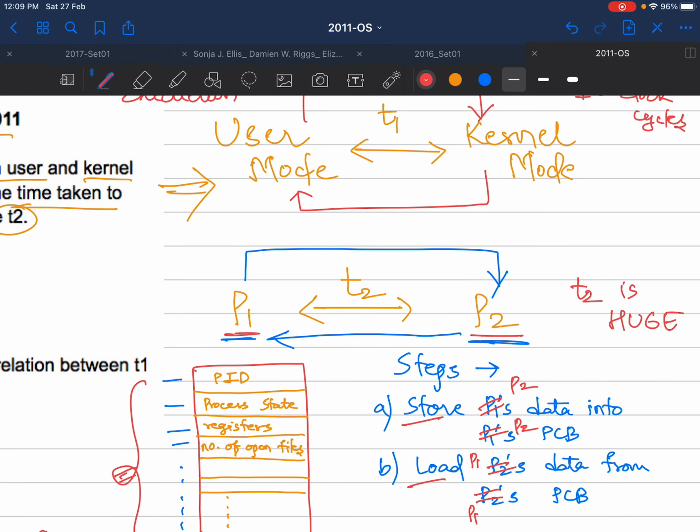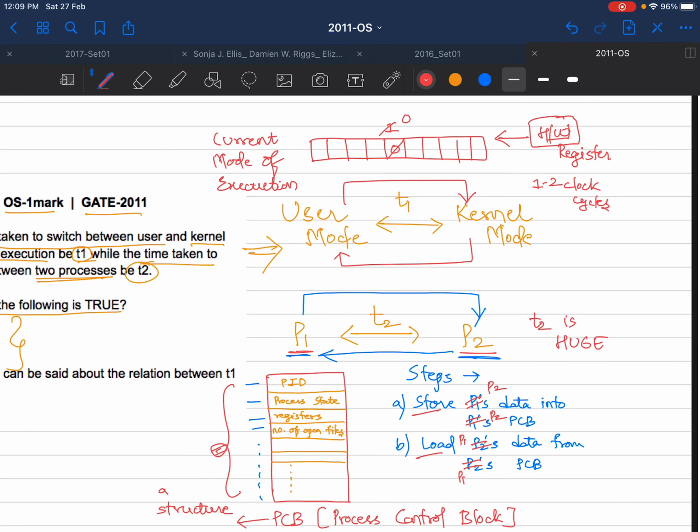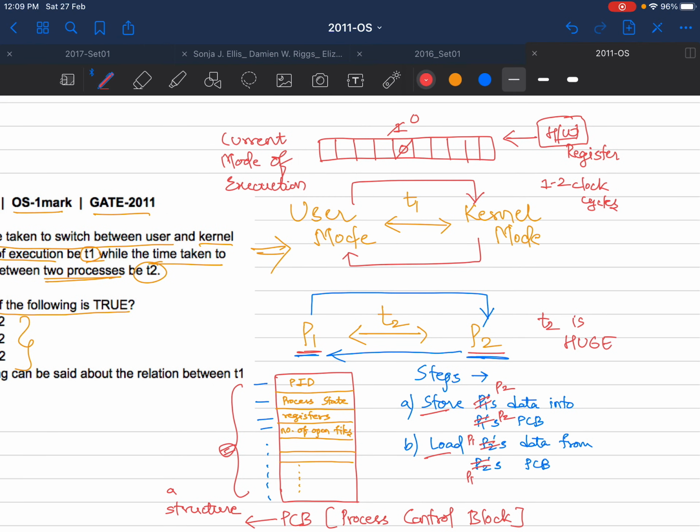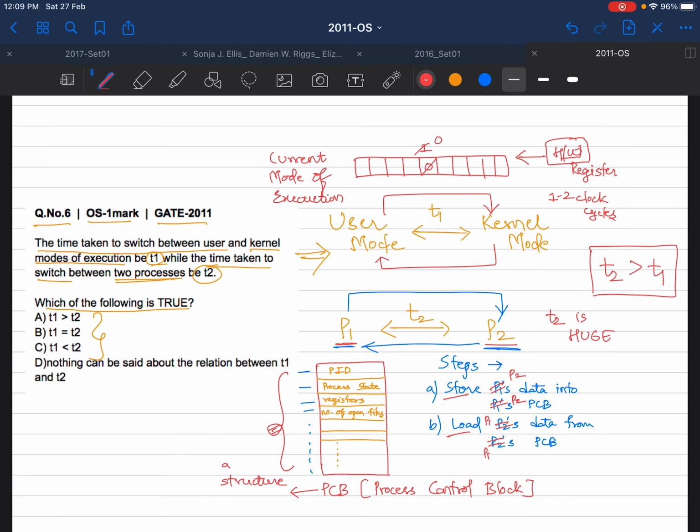So T2 is going to be a very huge number as compared to T1. So the relation that we can think of is that T2 is going to be a huge number compared to T1. This is our understanding. Let's see if we find this in our options. Yes, we can see option C: T2 is very big compared to T1. So option C is the right answer.